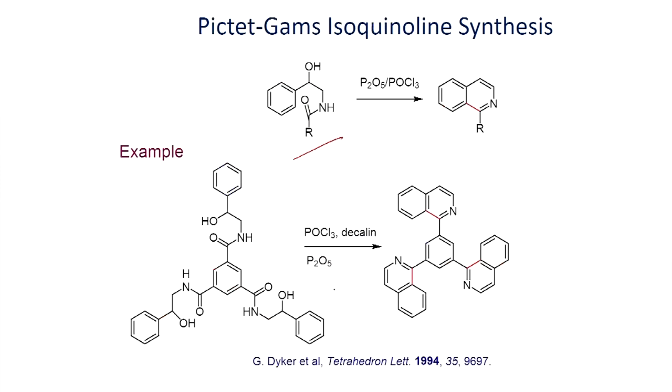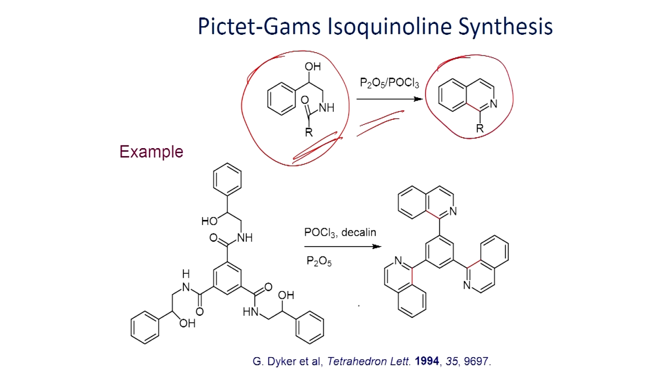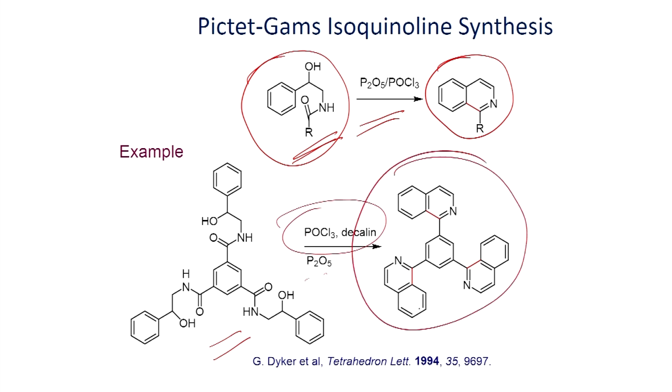So far, whatever we have seen, all are intermolecular reactions. Now let us look at this amide. When you have this amide, it can undergo intramolecular cyclization in the presence of phosphorus pentoxide or POCl3 to give this isoquinoline derivative. This is also an example of an electrophilic aromatic substitution reaction. For example, when you take this amide and react it with POCl3 or phosphorus pentoxide, it undergoes reaction to give this isoquinoline derivative.